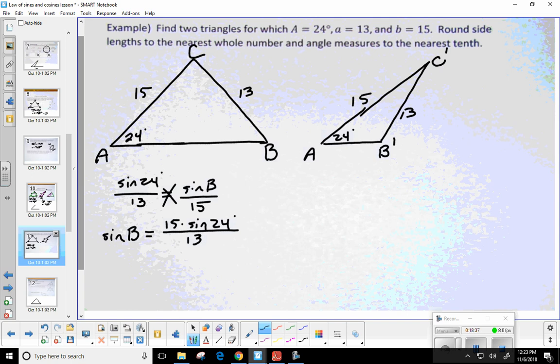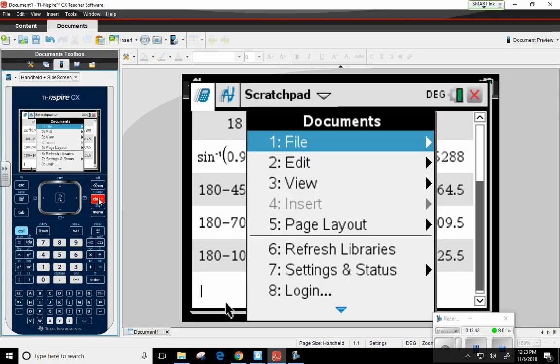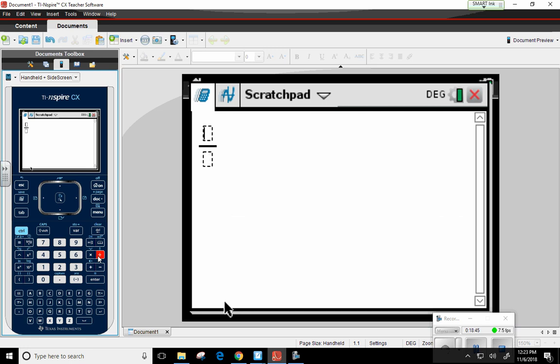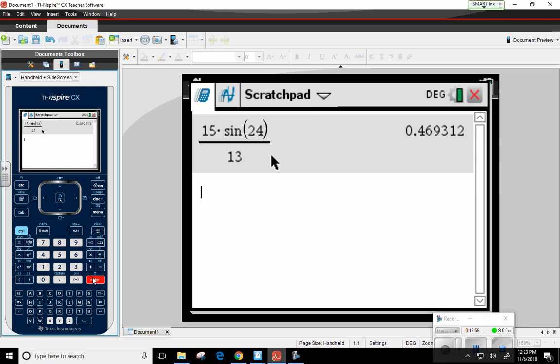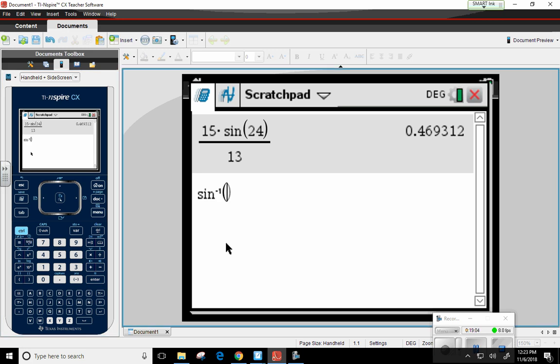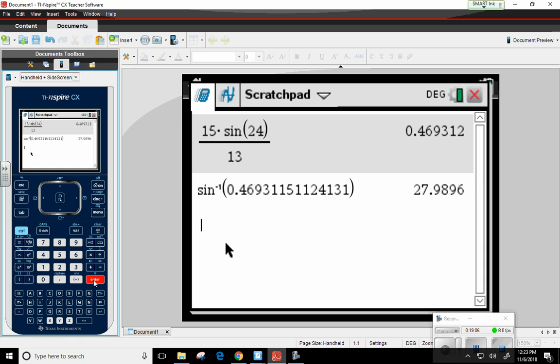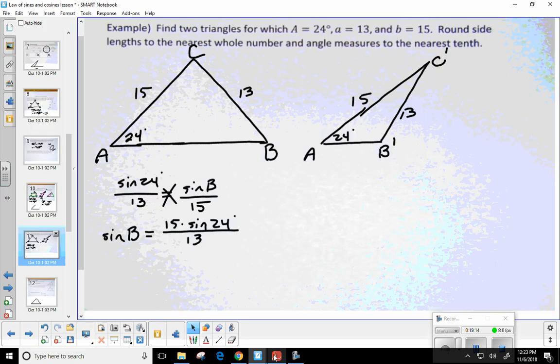Everybody's okay with that? All right, well, let's see what that turns out to be. Let me get rid of all this other stuff right here. So 15 sine of 24, and what was it over? 13? Okay. So that expression is giving me 0.4693. What am I missing? That doesn't look like a degree to me. We got to take the inverse of that. Okay, so sine inverse of that value. So I'm getting B to be 27.98. So I would probably just say what? 28 degrees. I mean, that's really close.